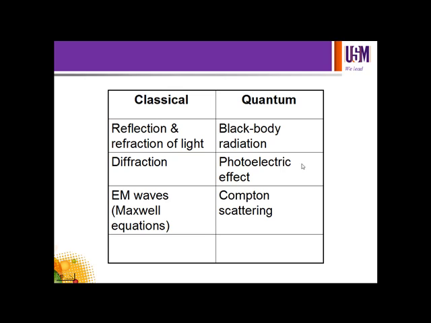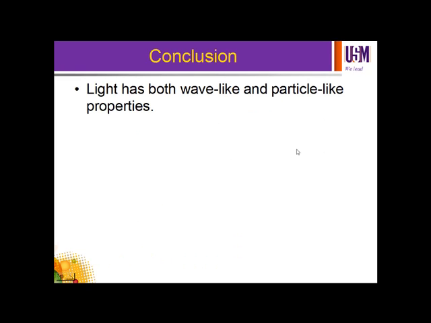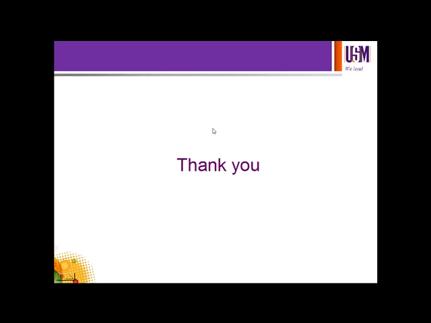So we have now in our hand the classical physics which considers light as wave in reflection and refraction of light, in diffraction, and of course in electromagnetic wave using Maxwell equations. But on the other hand, in quantum physics, we have to consider waves as particles or photons, as proven by blackbody radiation, photoelectric effect, and Compton scattering. So this is what we call a wave-particle duality. That means light has both wave properties and particle properties. As a conclusion, light has both wave-like and particle-like properties. Thank you very much for your attention.